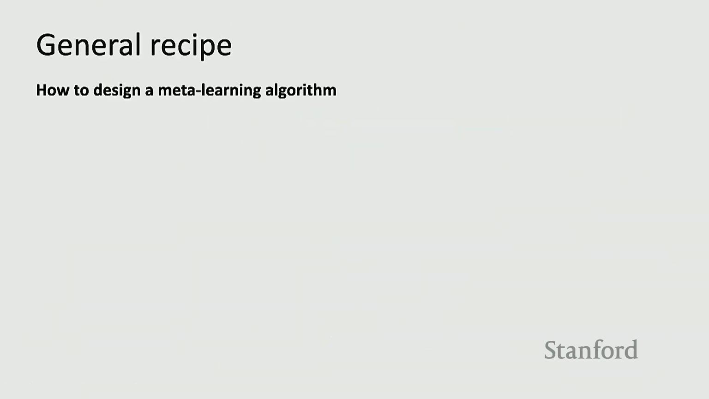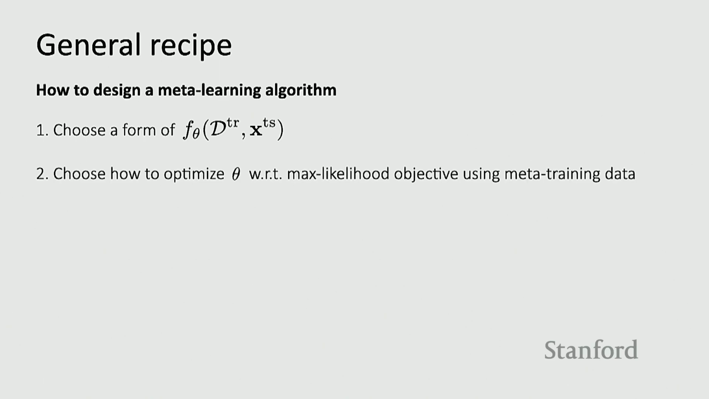And so from this standpoint, when designing a meta learning algorithm, we can choose a form of this learning procedure, parameterize that learning procedure in some way, and then choose how to optimize the parameters of that learning procedure using some form of maximum likelihood objective on the meta-training data set. And I'll refer to theta as the meta parameters. These are the parameters that parameterize this learning procedure so that you can learn from data.